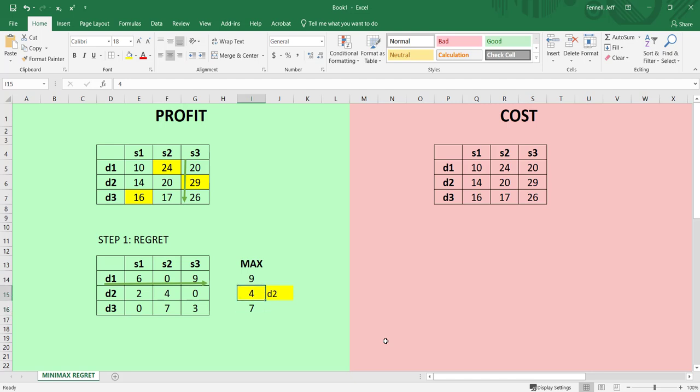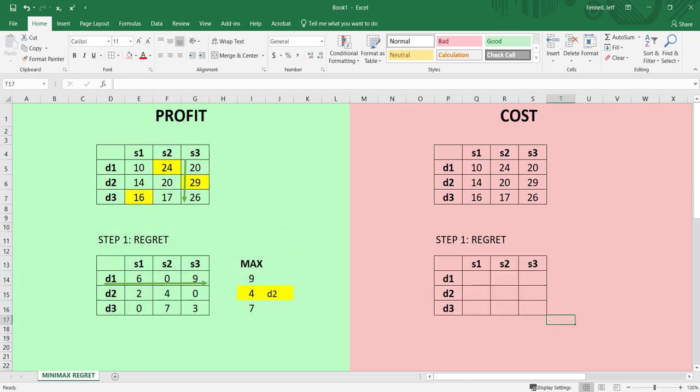Whereas with D2, even if it was the wrong choice, the worst that could have happened is I lost out on 4 units of profit. And since it has the least amount of regret, the least amount of potential lost profit, that is the decision alternative that we choose. I would do the same thing if this was a cost example. Let me just copy this over.